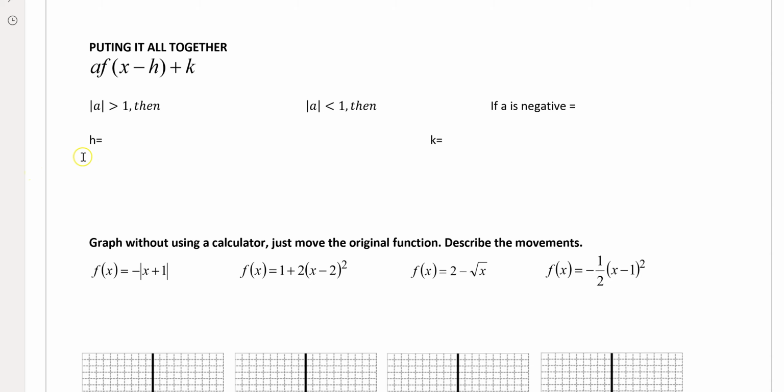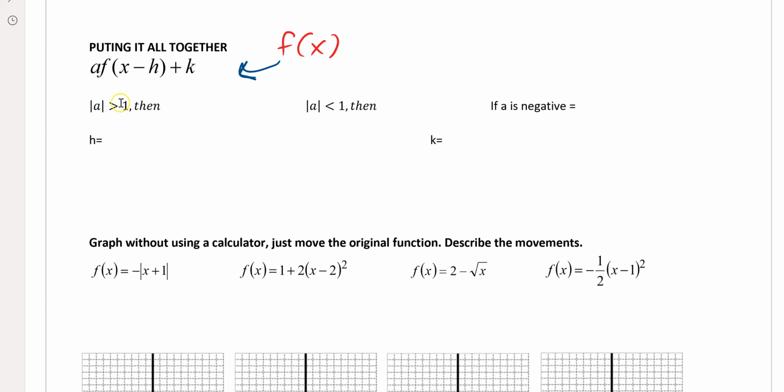Okay, so now that we've done vertical translations, horizontal translation, and stretching and compressing, we now have these three letters. You have your A, your H, and your K. So our normal function is just f of x. That's where we start everything, just like this. And now we are going to modify it into that. So what do each of these things do?